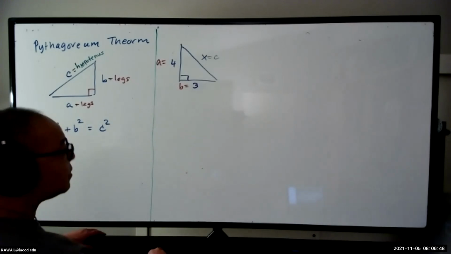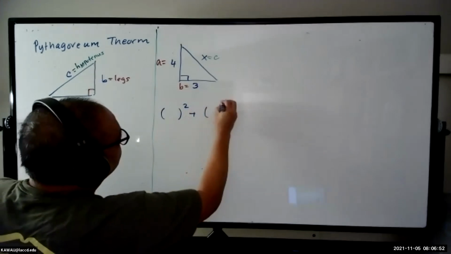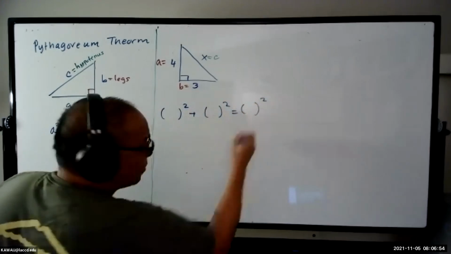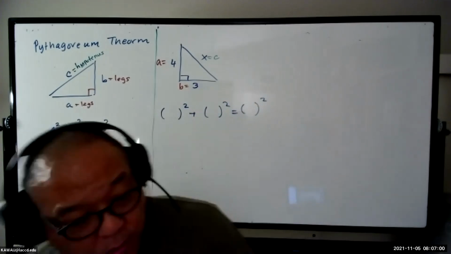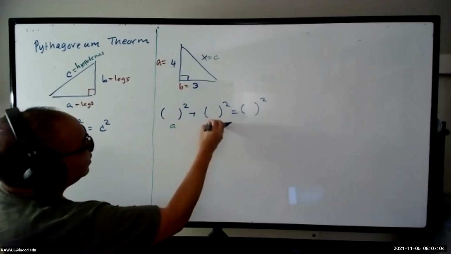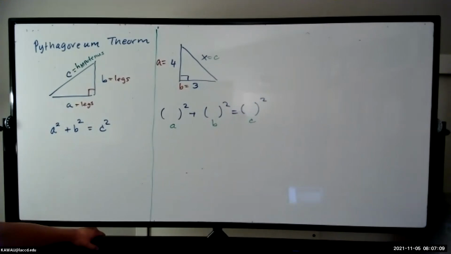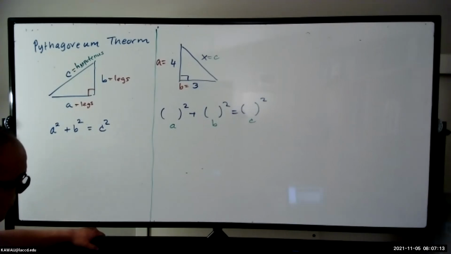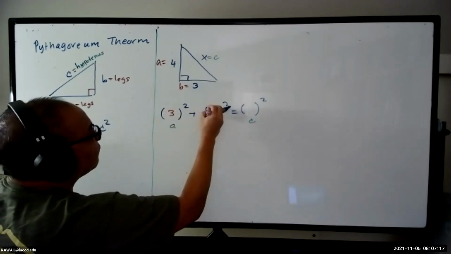So what we're saying is that something squared plus something squared is equal to something squared. And what we're saying is that what goes in here is the A, the B, and the C. So we'll put a 3 over here, a 4 over here.